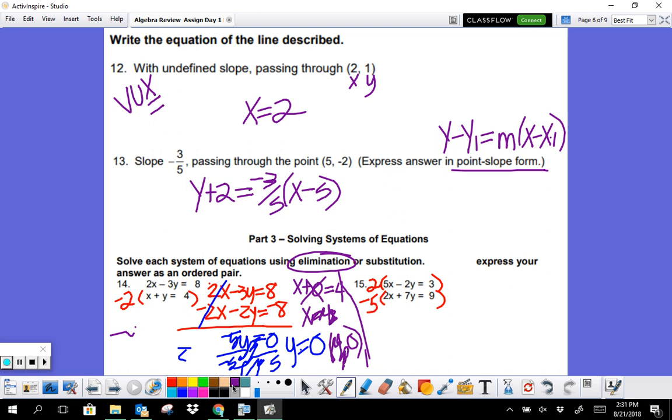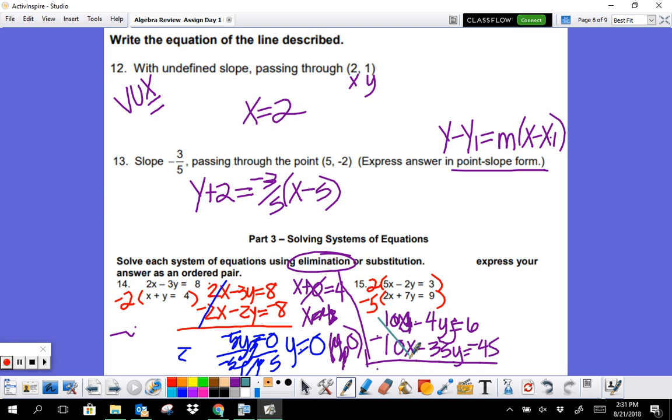So here, I'm going to multiply that 2 all the way across. So I have 10x minus 4y equals 6. And then the second equation, I have negative 10x minus 35y equals negative 45. And now I'm going to add down.